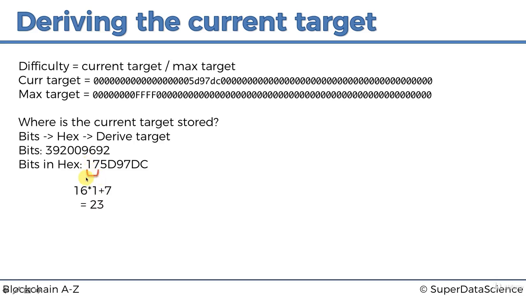All right, so how do you do that? Well, the 7 stays as a 7, right? Or, basically, if it was an A or a B or a C and so on, you just need to convert to what that means. Like A would be 10, B would be 11, and so on. And then here you have to multiply whatever you see here by 16, right?